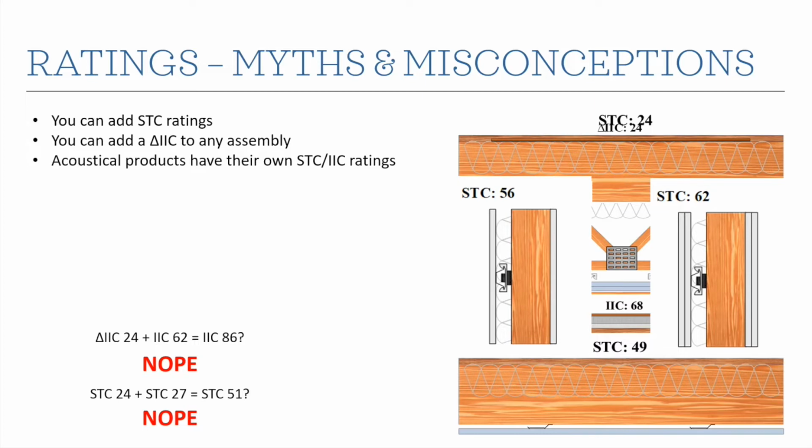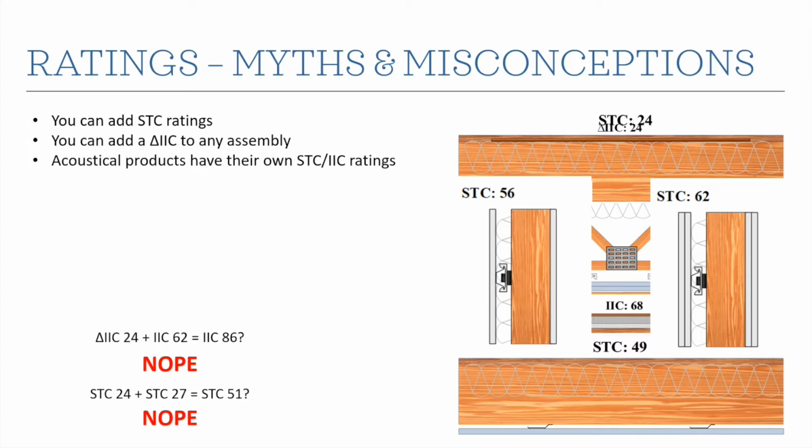And then we take the flip side of this, and we have something where the top side is exposed, and we just have a ceiling. So this is resilient channels and a layer of gypsum board, and that got an STC 27. So can we just add the two, STC 24 plus 27, and get a 51? Hey, this assembly meets our code minimum of 50, right? Well, unfortunately, if you actually just go and test that assembly, you get an STC 49.